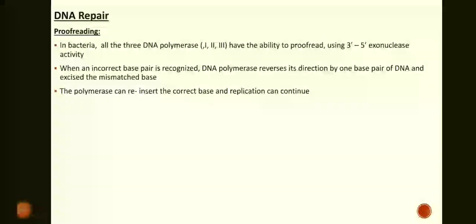DNA repair in prokaryotic DNA replication is done by proofreading activity. Here, in bacteria, all three DNA polymerase enzymes I, II, and III have the ability to proofread using 3' to 5' exonuclease activity. When an incorrect base pair is recognized, DNA polymerase reverses its direction by one base pair of DNA and excises the mismatched base, and after the excision, the polymerase can reinsert the correct base and replication can continue.